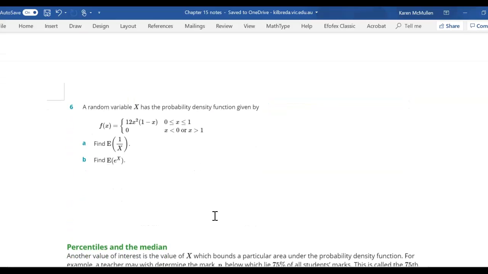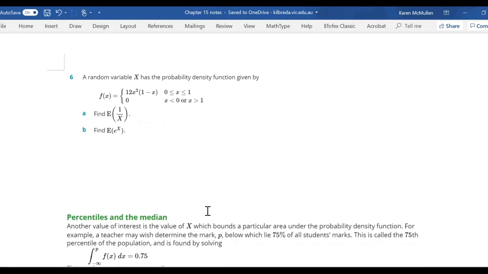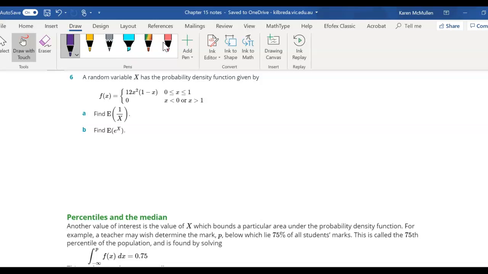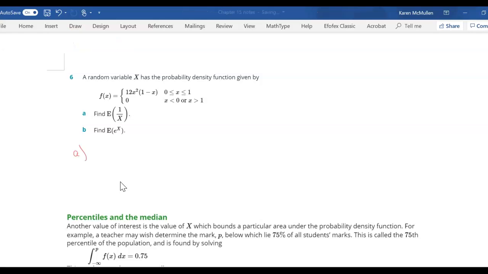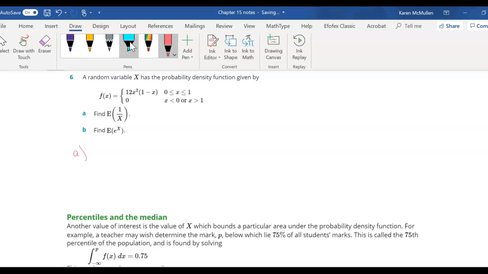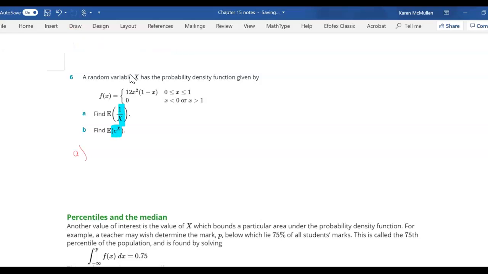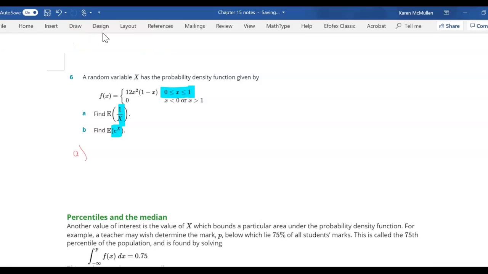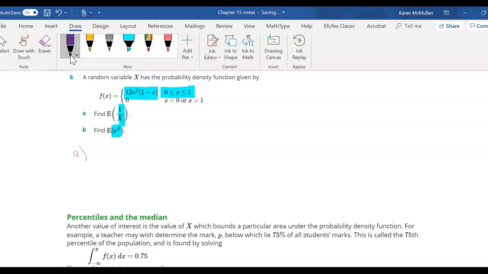Now here we go. I've only got one question here as an example, but that's okay. The example up above from the textbook is just finding the expected value of x, but now we've got functions. For part A, we're dealing with 1 over x, and for part B, e to the power of x. Here's our domain, and here's our function. All the important bits are highlighted. Sometimes I think I highlight everything.